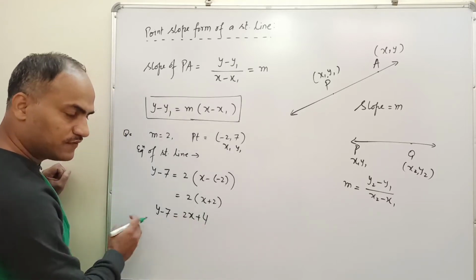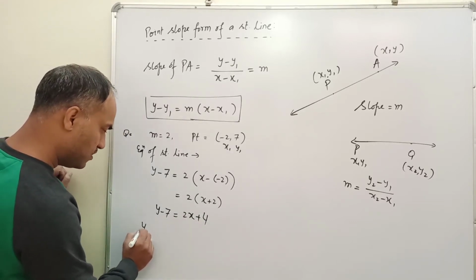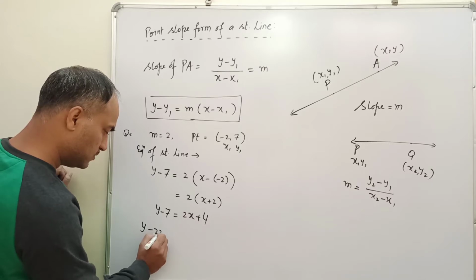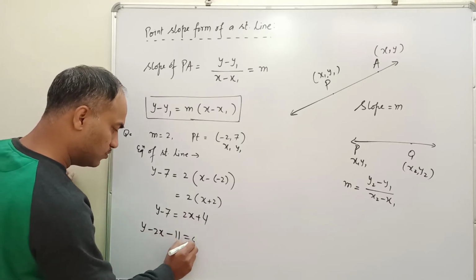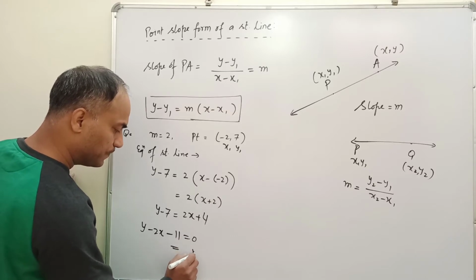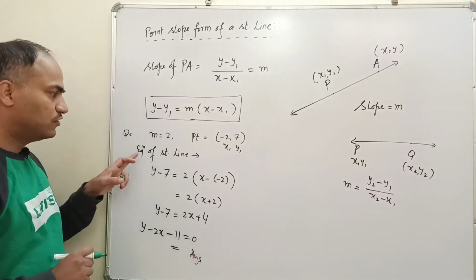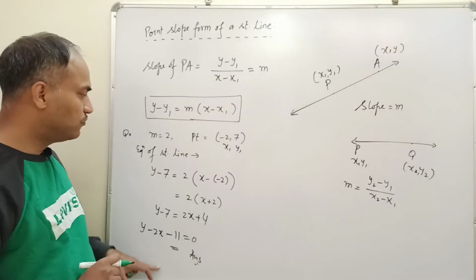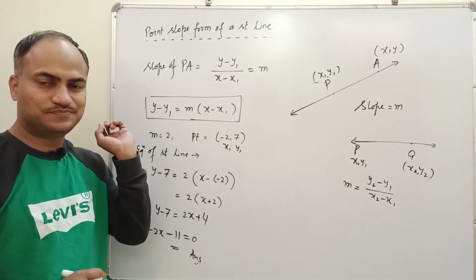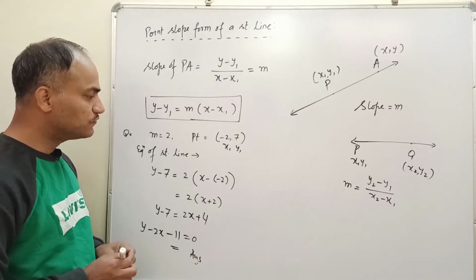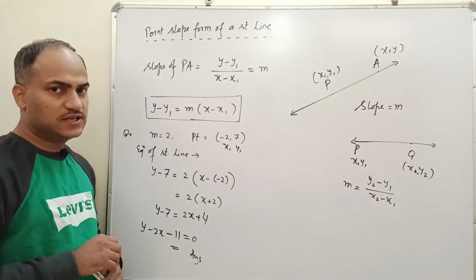So bring all the values to one side. y minus 2x minus 4 and minus 7. So this is minus 11 equal to 0. This is the equation of a straight line having slope 2 and passing through this point. So this is how the working takes place in such questions.